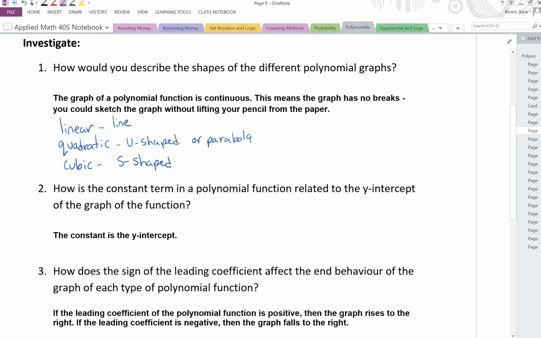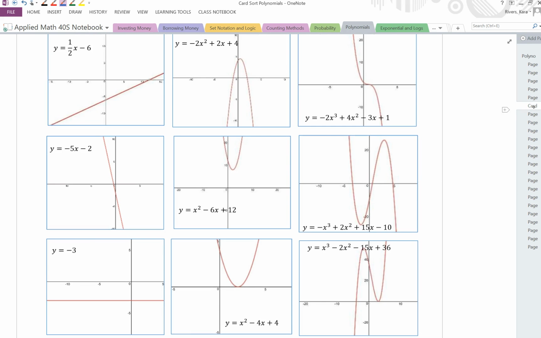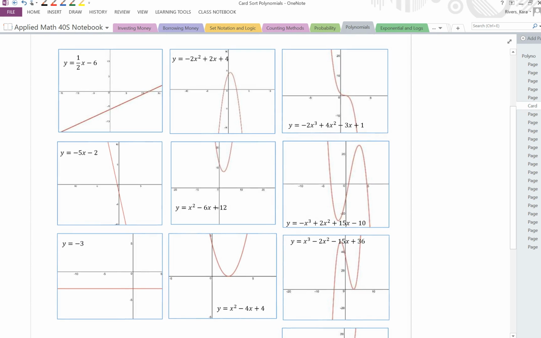Now, all of our functions have a constant term. How is that constant term related to the y-intercept? So let's go back and look at our page again. I'm going to be flipping back and forth between our notes and that page, so make sure you have it handy. If we look at all of them, they all have a constant. So -6, -2, 12. This one's got 36.